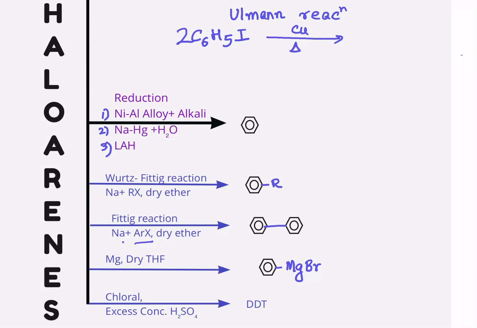For example, in some of the curriculum, they also teach a variation of the Fittig reaction, also called as the Ullmann reaction, where we have iodobenzene, on being heated with copper gives you biphenyl. So if you would like to add it to your knowledge base, please feel free to add this reaction to the flow chart.